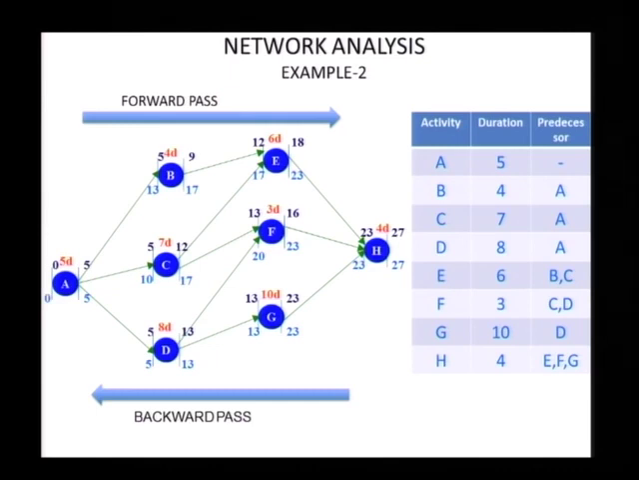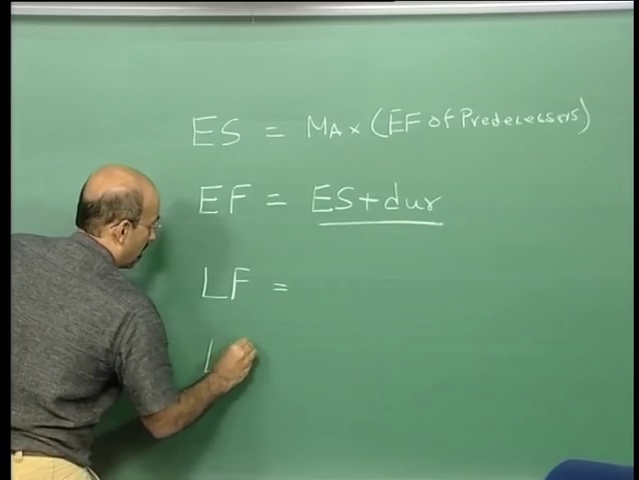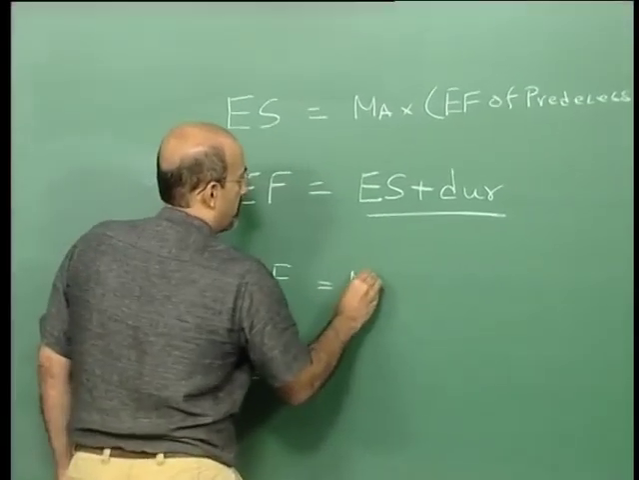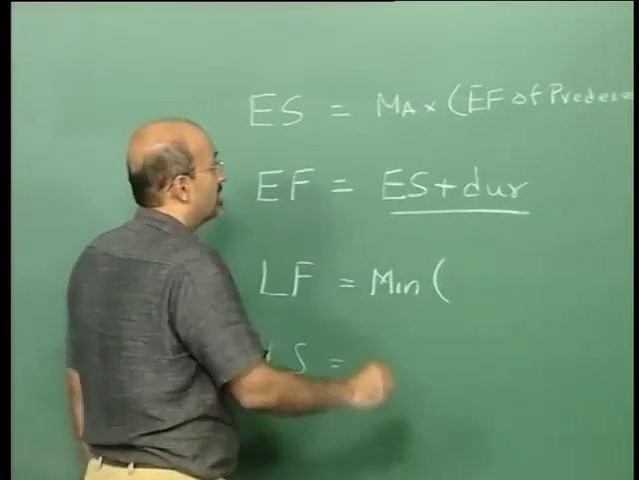Now further back to the late starts: 13, 10, 5, and A now has 13, 10, 5 as successors, so 5, 0. Okay, so now I am going to ask you obviously for the late finish equal to the minimum of late start.